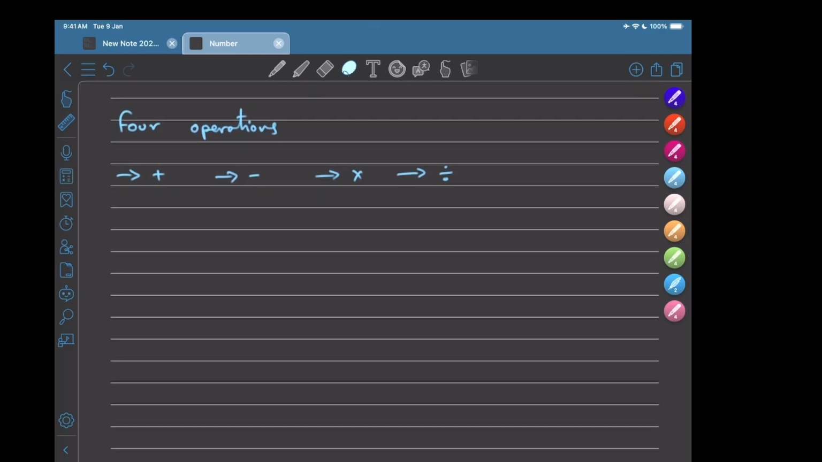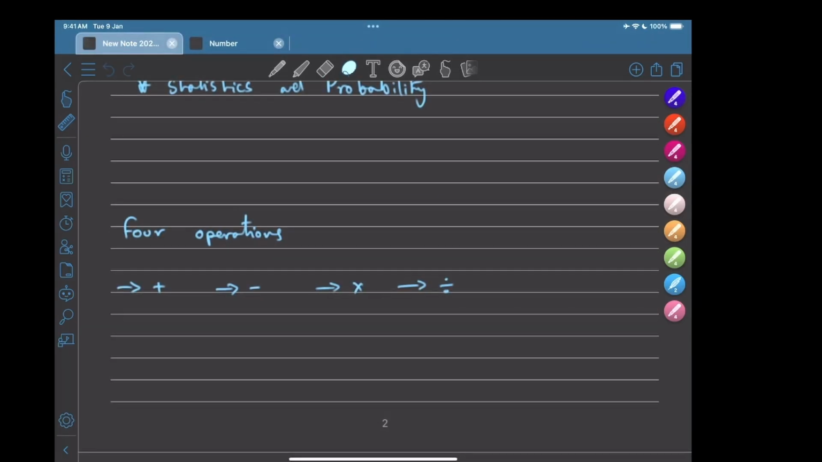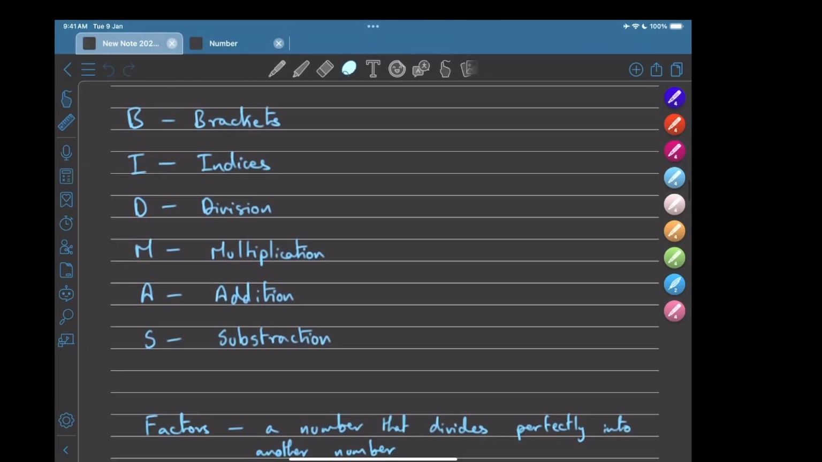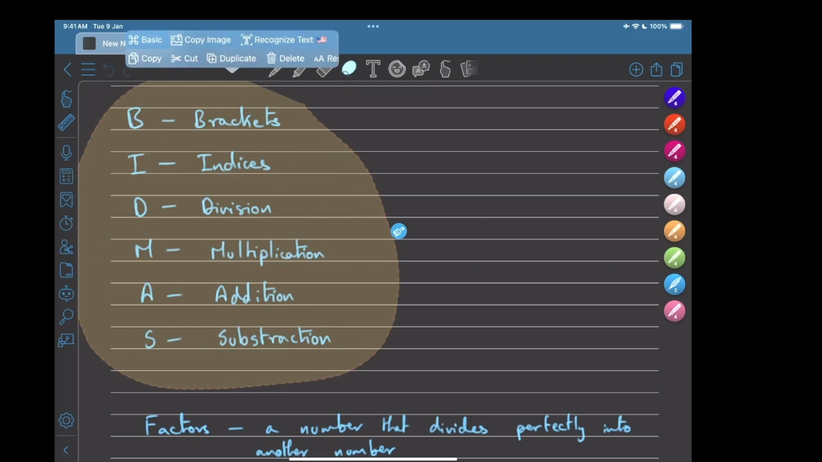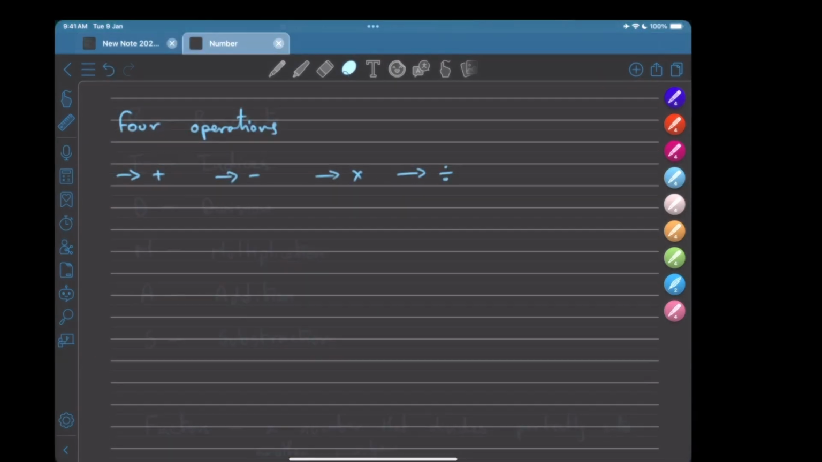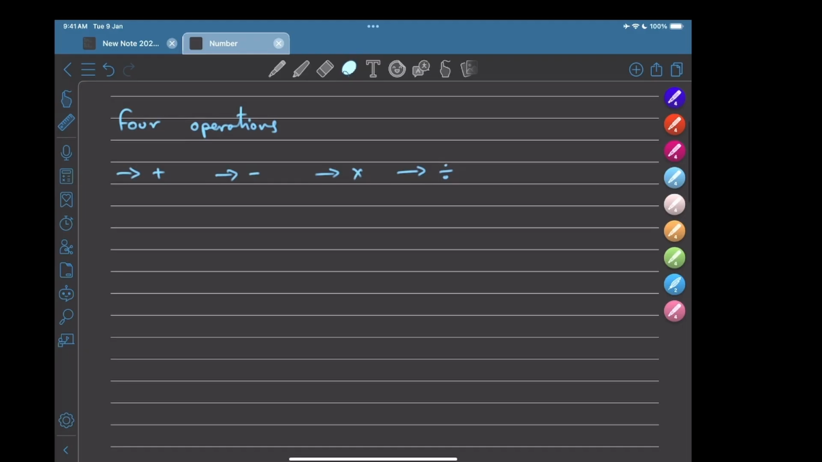Again, I'm assuming that you have come to O-level, so you are very much familiar with all these four operations. If you are not, addition is for adding, subtraction is for subtracting, multiplication for multiplying, and division is for dividing. It was like stating the obvious, but yeah.